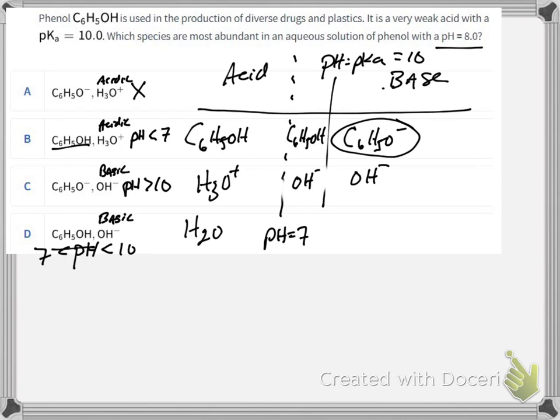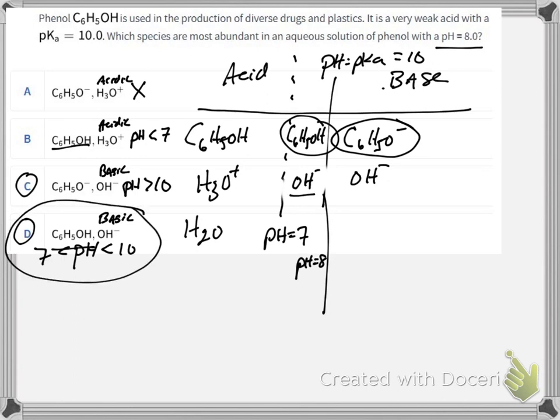So any pH greater than 7 has to be basic, so that gives us answer C and D. And now we're just looking at where is 8. So pH equals 8 is right here. And under that case, under C6H5OH, we have a basic solution, so the answer will be D.